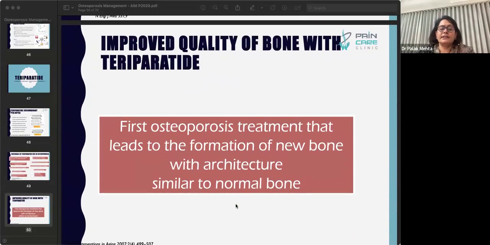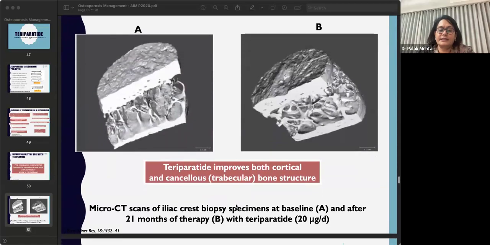So it is the first line of treatment for osteoporosis where there is formation of new bone with architecture similar to the normal bone. So this is again the image taken from the iliac crest. So teriparatide improves both cortical and cancellous bone architecture. Next slide.